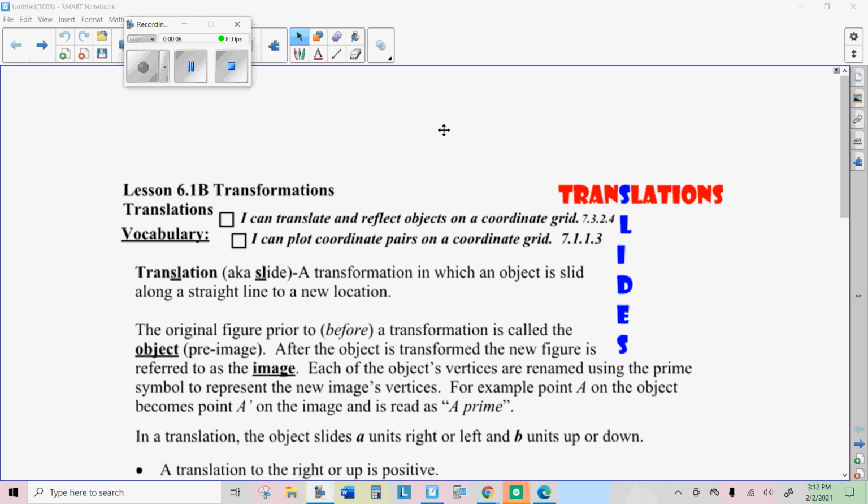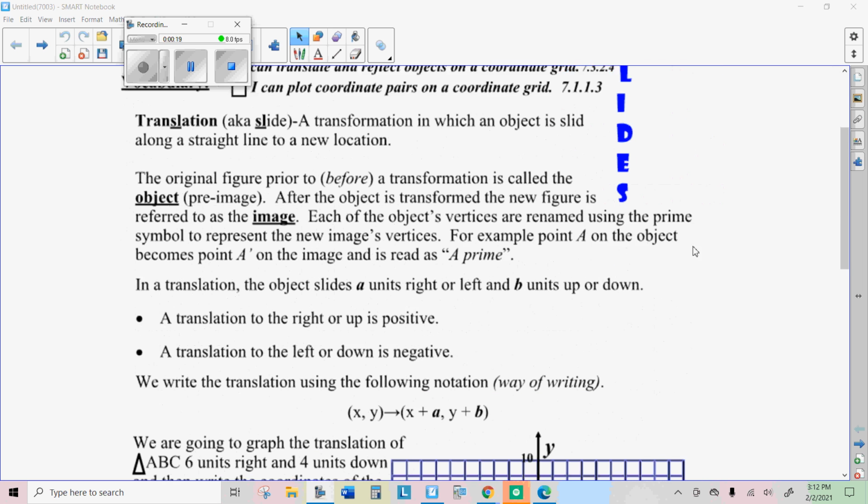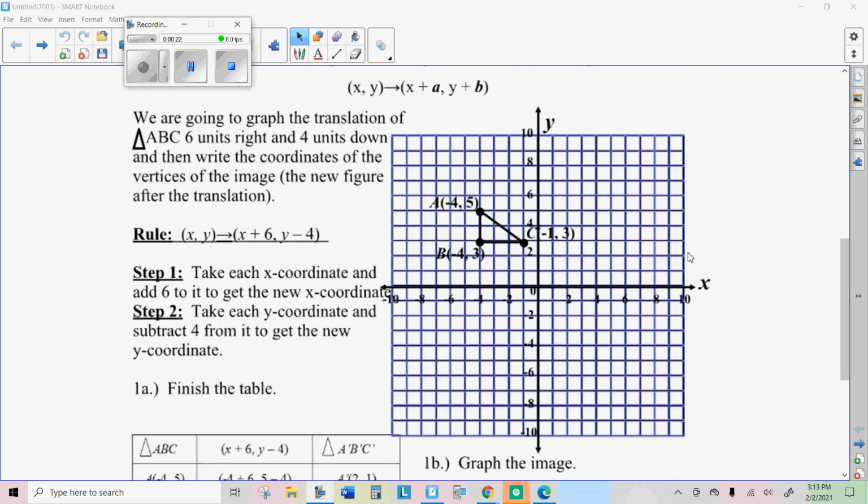We're going to do lesson 6.1b today, transformations. The part we're going to focus on today is translations, which is sliding something around, moving it left, right, up, down. So you can read that. We're going to start by using this rule to translate an object. We're going to add 6 to the x and subtract 4 from the y. That will move the unit 6 units right and 4 units down.